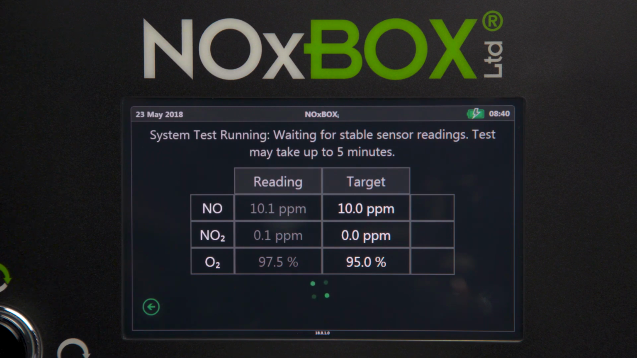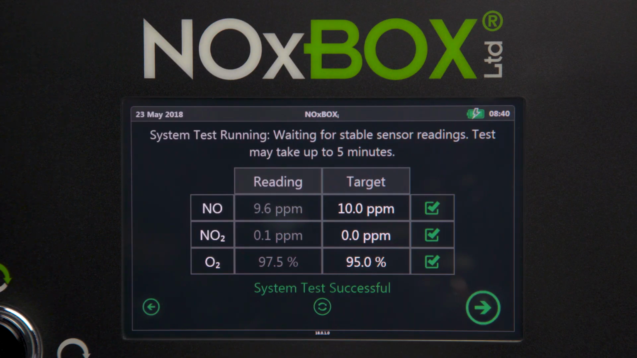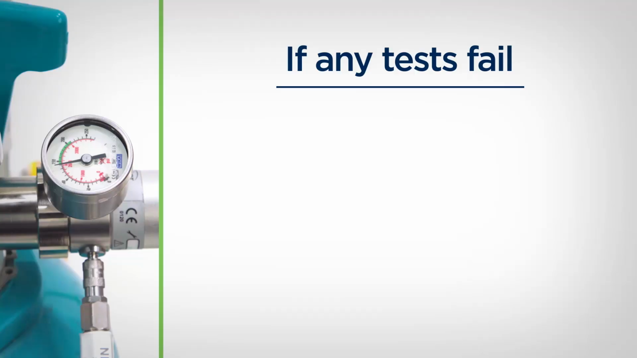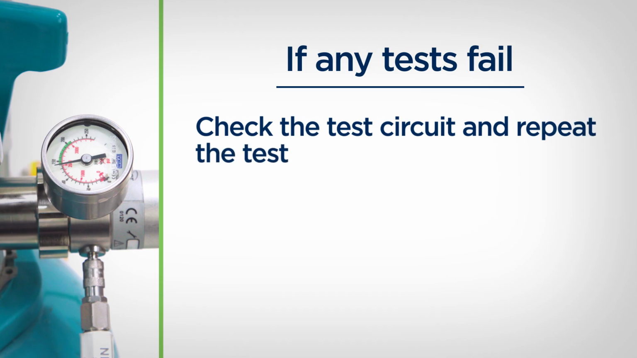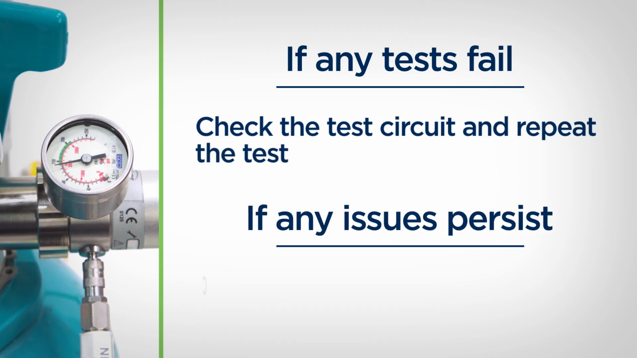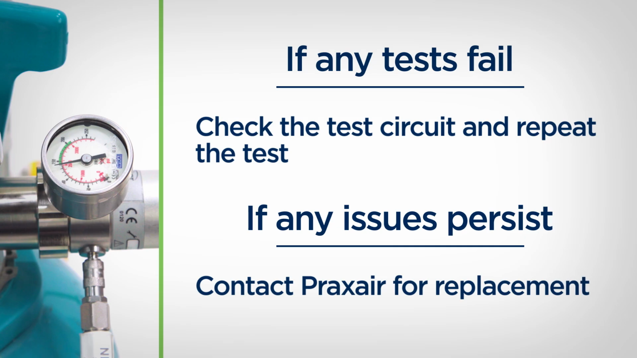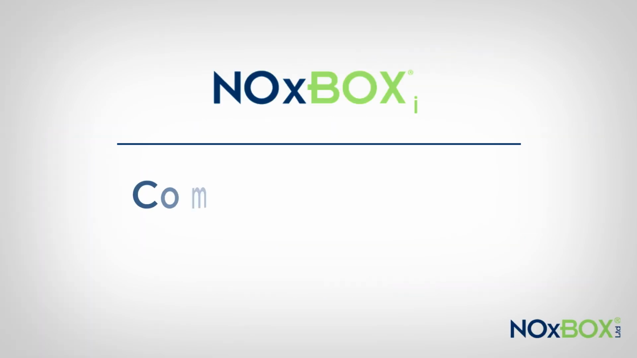Once the system test is completed successfully, you will see 3 green check marks on the screen, at which point you will have 30 minutes to set a dose. If you're not connecting to a patient right away, the NOxBOXi system should be placed in standby mode. If any of the tests fail, check for issues in the test circuit setup and repeat the test. If issues persist, contact Praxair to replace the NOxBOXi system.